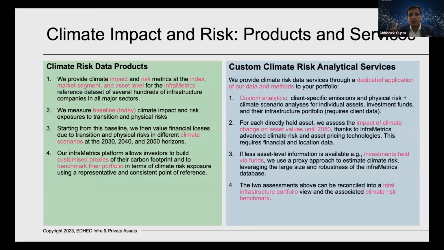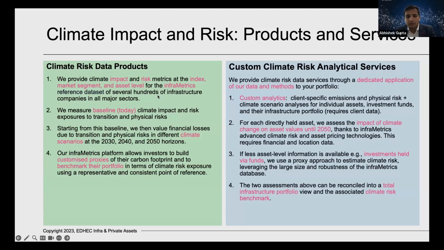In terms of the summary, we have essentially these two types of solutions. One is the data products, which let you think, in a self-serve manner, about how you would go about estimating climate risk for your portfolio. And the second is the custom service that we can offer for your portfolio, given some data contribution from your end. So if we talk about the data, we have climate impact and risk metrics at the index, market segment, and asset level.